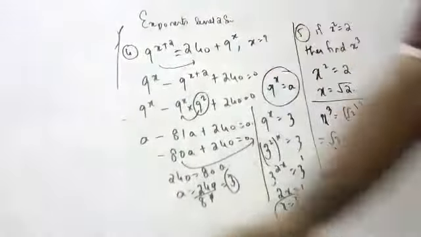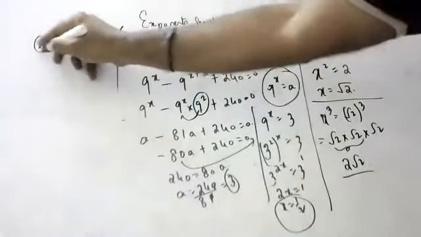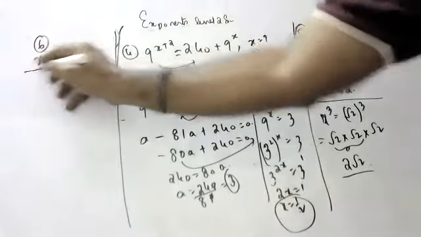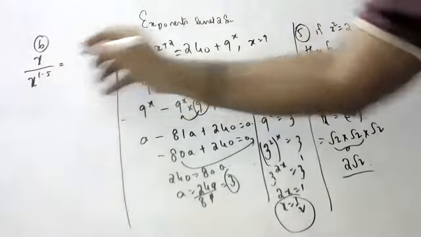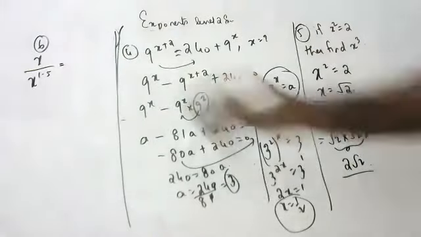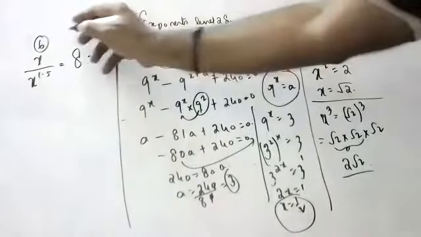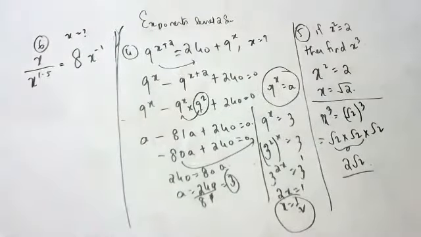Next one. Please see here, children. Next sum. Please do these sums 2 times each and send them to me as homework, children. Okay. So x by x to the power of 1.5 is equal to 8x to the power of minus 1. Then what is the value of x? What is the value of x? Srihita, can you tell me how to do this sum?